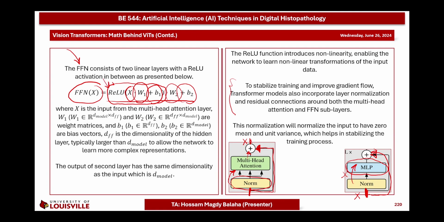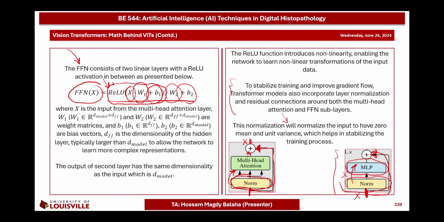And the introduction of the activation function ReLU will introduce the nonlinearity that will enable the network to learn nonlinear transformations of the input data. Again, the normalization and the residual network here will stabilize training and improve the gradient flow. And the normalization layers here and here will normalize the input to have a zero mean and a unit variance, which also will help to stabilize the training process.